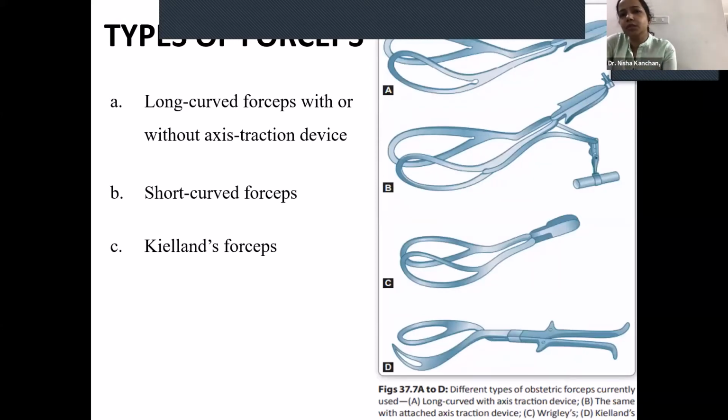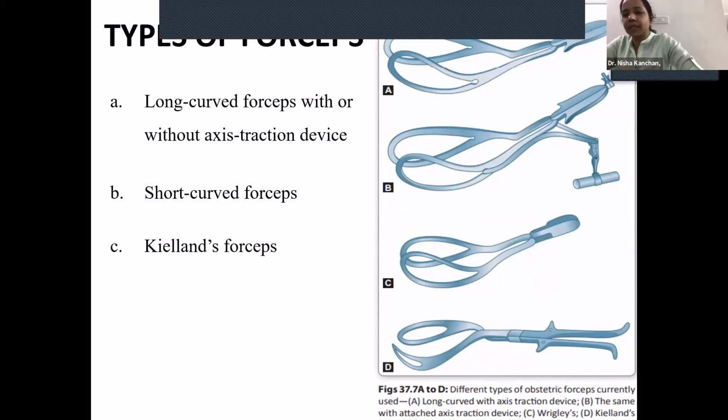What is the name for the short curved forceps? Anybody? Forceps will be kept in the exams for you, so you'll have to know the names. The outlet forceps, the short curved forceps, is called, and the Kielland forceps, yes, Wrigley. You have to remember that if they ask in the exam, the longer forceps is the Das forceps, and the smaller one is the Wrigley's forceps.